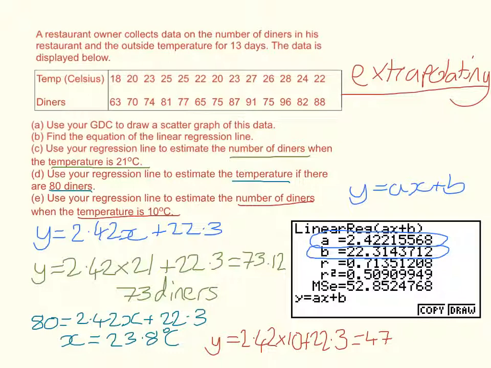So to use your regression line, all you have to do is substitute in the appropriate value into your regression line equation to find an estimate for other values that you do not have.